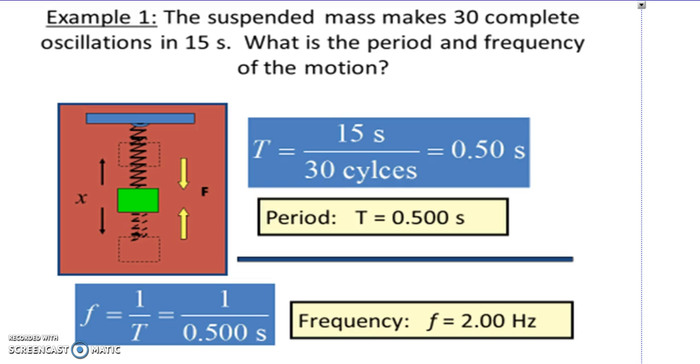Our first example shows our equation. The suspended mass makes 30 complete oscillations in 15 seconds. What is the period and frequency of the motion? To find period, we go time over the number of cycles or oscillations. So we had 15 seconds over 30 cycles, 0.5 seconds, so our period is 0.5 seconds. Then we put f equals 1 over T, so frequency equals 2 hertz.